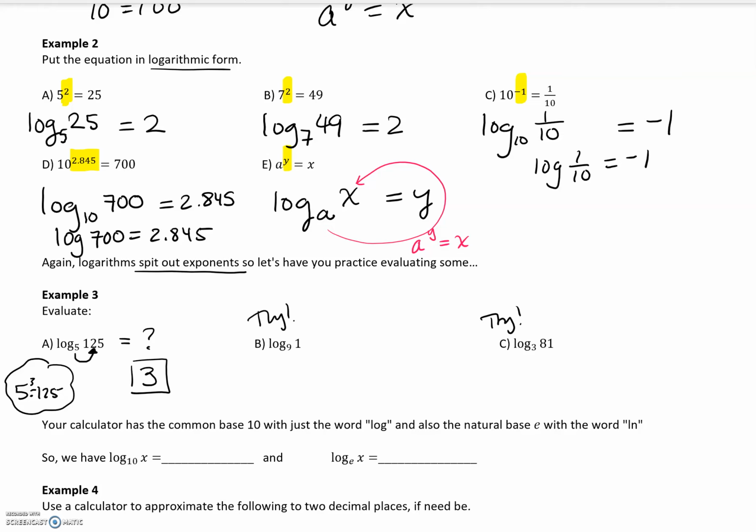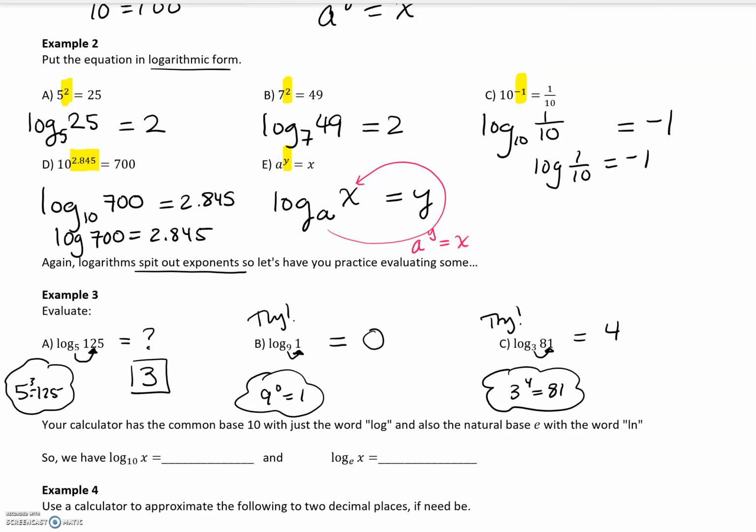Okay, so for part B, I'm at 9, I want to get to 1. The exponent required must have been 0, since 9 to the 0 is 1. That's what's going on in your head. Part C, I'm at 3, I'm trying to get to 81. The exponent required to get 3 to 81 must be 4, since 3 to the 4th is equal to 81. So all we did was just spit out exponents.